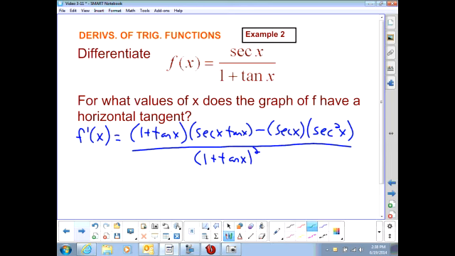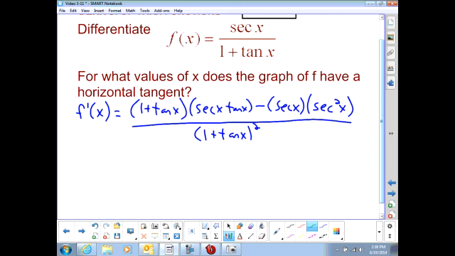Now, if all they wanted was the derivative, we would just leave it like this. But they actually have a follow-up question in this one. We want to know for what values of x does the graph have a horizontal tangent line? Well, it has a horizontal tangent line when the slope of the tangent line is 0. That means the y value of our derivative needs to be 0. So we need to know when this derivative is going to equal 0, which right now it would be a mess to try and do that. So we're going to have to try and neaten it up.